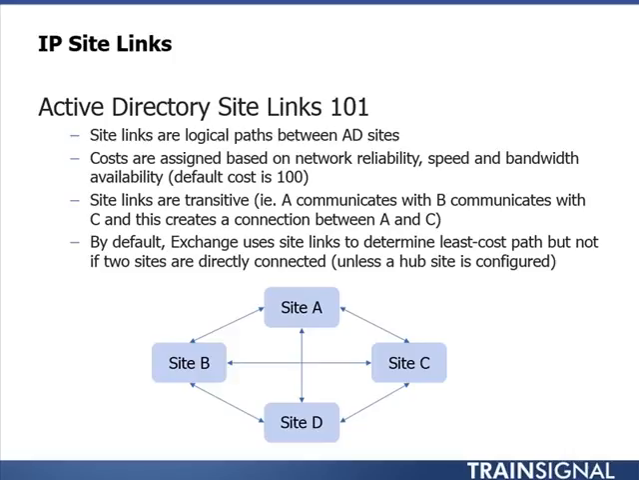But it will always try to deliver messages directly to the destination, either a hub transport server or a mailbox server running 2013. So when you look at a situation like this, there would be default costs that have been established, and then depending on the network reliability, the speed, and the bandwidth availability, these costs can be adjusted to more accurately reflect the best path for Active Directory replication and correspondingly Exchange routing of email.